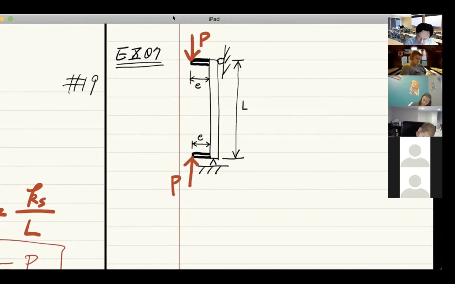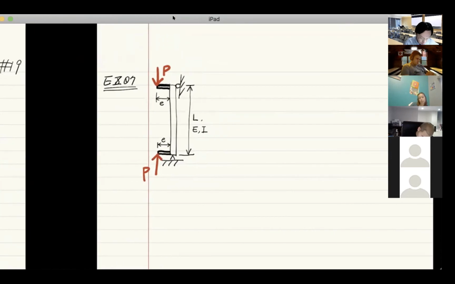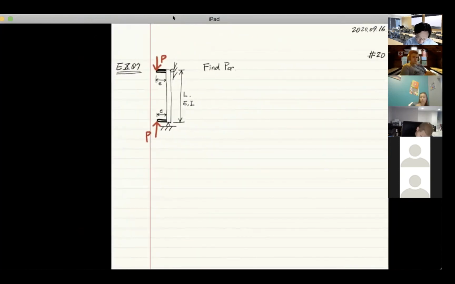The total length is still L, and the columns still have E and I, like this. Now, what do we have to do? The same thing, we have to find out what is the critical load. So how do we start? Well, you know that we have different choices, right?